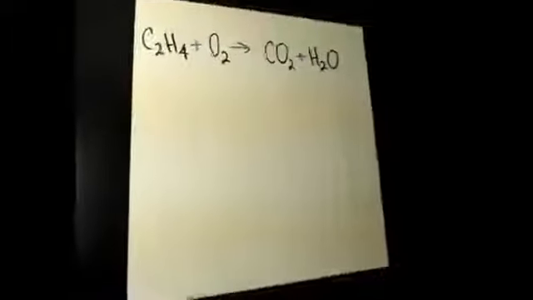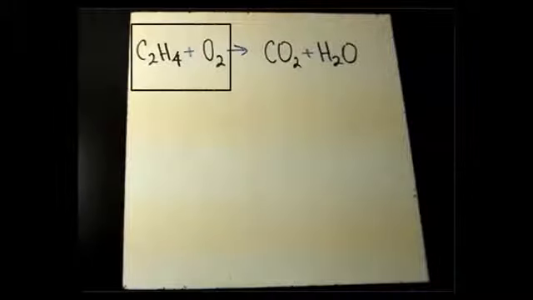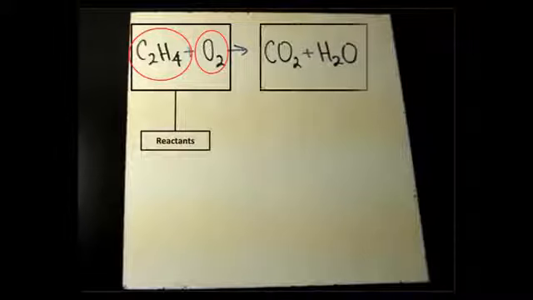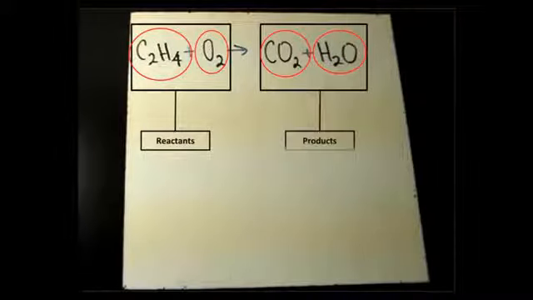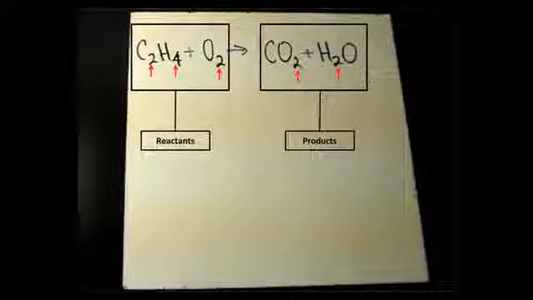I'm going to use the combustion of C2H4 to demonstrate how to balance chemical reactions. In a chemical reaction, the compounds on the left of the arrow, in this case C2H4 and O2, are called the reactants. The compounds on the right, CO2 and H2O, are called products. The subscripts indicate how many of each element is bonded together in that compound.